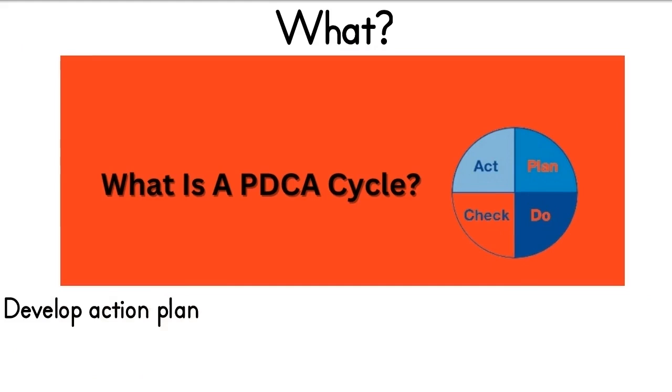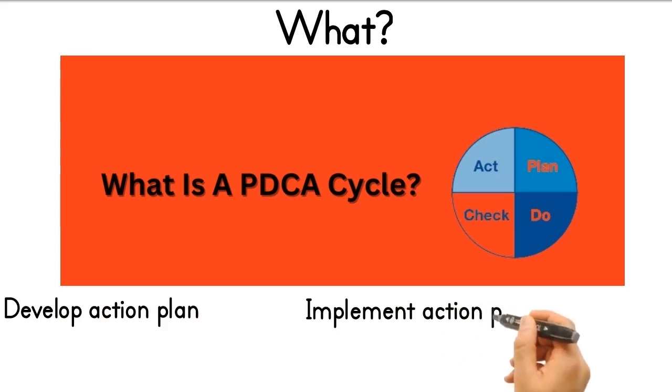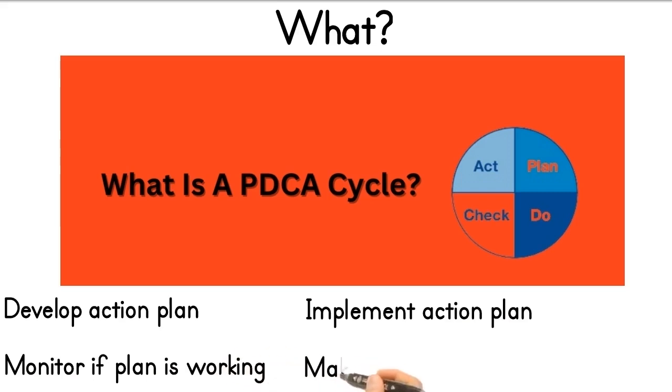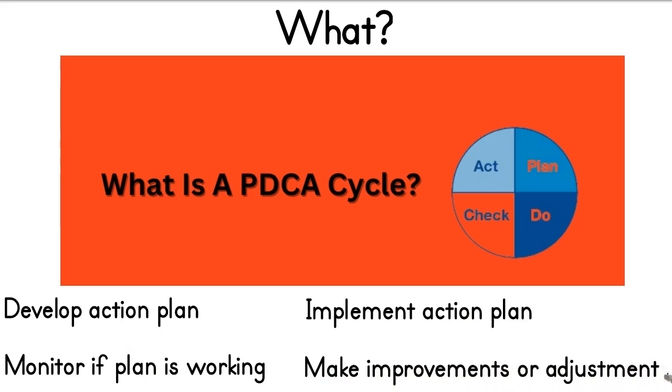In this phase, the plan is implemented on a small scale, often as a pilot or trial, to test its effectiveness. Check. After implementation, the results are monitored and compared to the expected outcomes to determine whether the plan is working as intended. Act. Based on the feedback gathered in the check phase, improvements or adjustments are made to the process. If the plan was successful, it may be scaled up. If not, the process may be refined or revised.